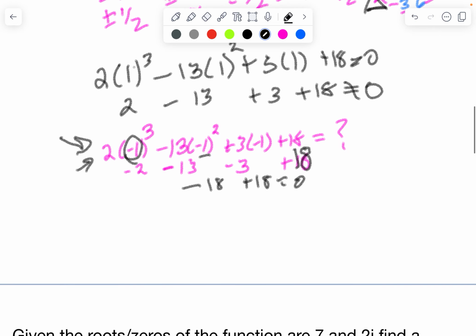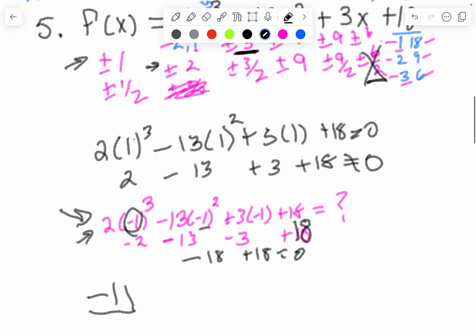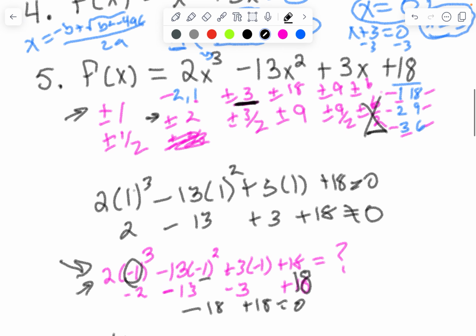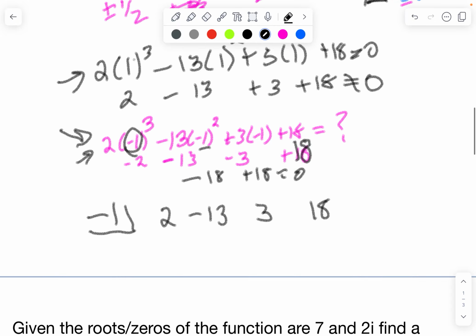So to find our other two roots, and I'm kind of running out of room, you go ahead and synthetically divide our function. So we need the 2, the negative 13, and I'll get them from here. 2, negative 13, 3, and 18. And that'll get us down to a quadratic. So that would be 2, you bring down your first term, you multiply the 2 and negative 1, and you get negative 2.